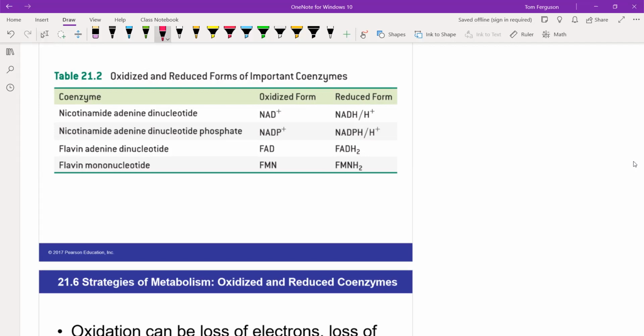These are, particularly this one and this one. I've seen a lot. Those are the most common two. And notice the difference between these two is the reduced form has H's, and the oxide form is missing those H's.